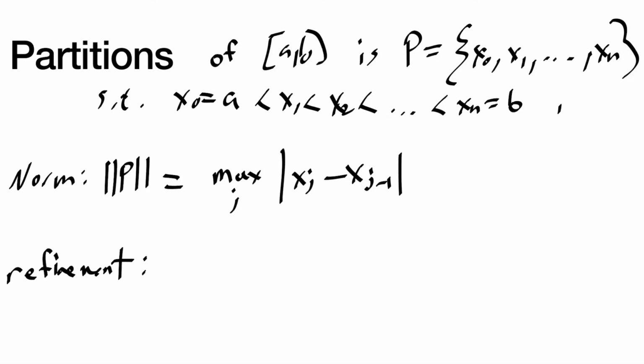And a refinement is what happens when we make our partition more precise than the one right before it. So a refinement, which we will call Q, is always a subset of P. Oh, wait, no. P is always a subset of Q. And so Q is some set of numbers.